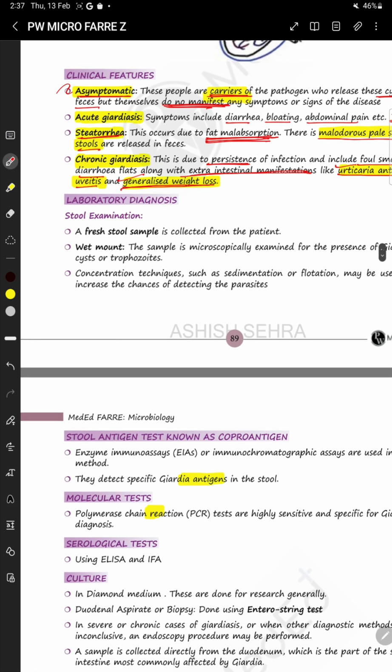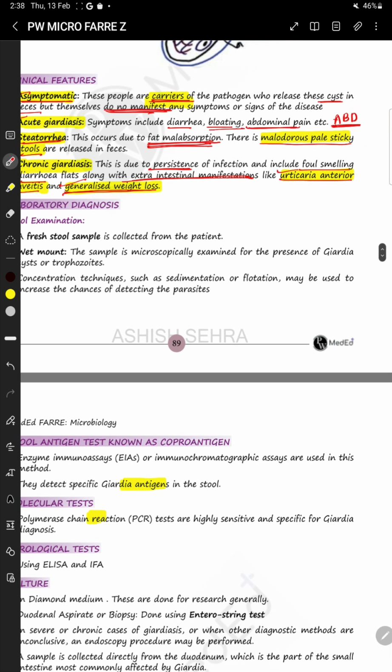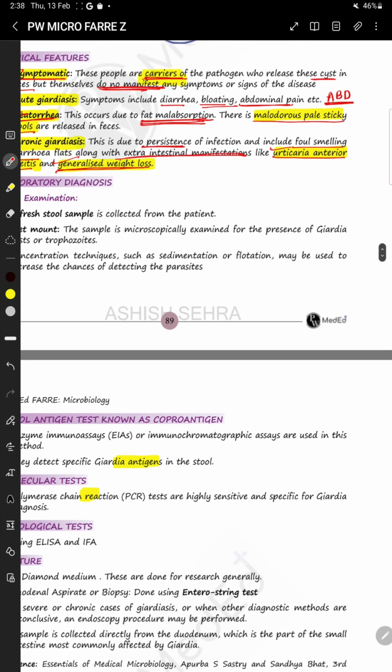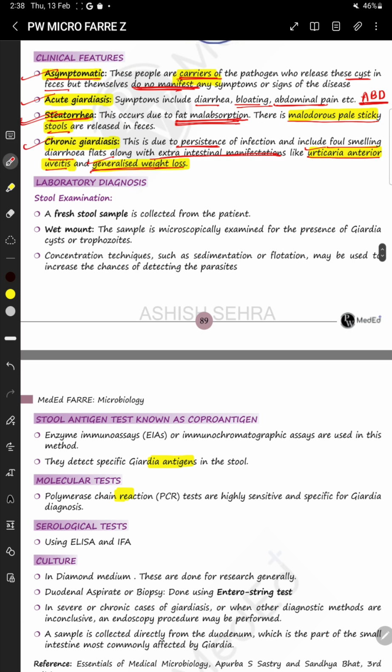The clinical features can be asymptomatic, or acute giardiasis with abdominal pain, bloating, diarrhea, steatorrhea due to fat malabsorption, malodorous, pale, sticky stools. Chronic giardiasis is due to persistence of infection and includes foul smelling diarrhea, flatus, along with extraintestinal manifestations such as urticaria, anterior uveitis and generalized weight loss.